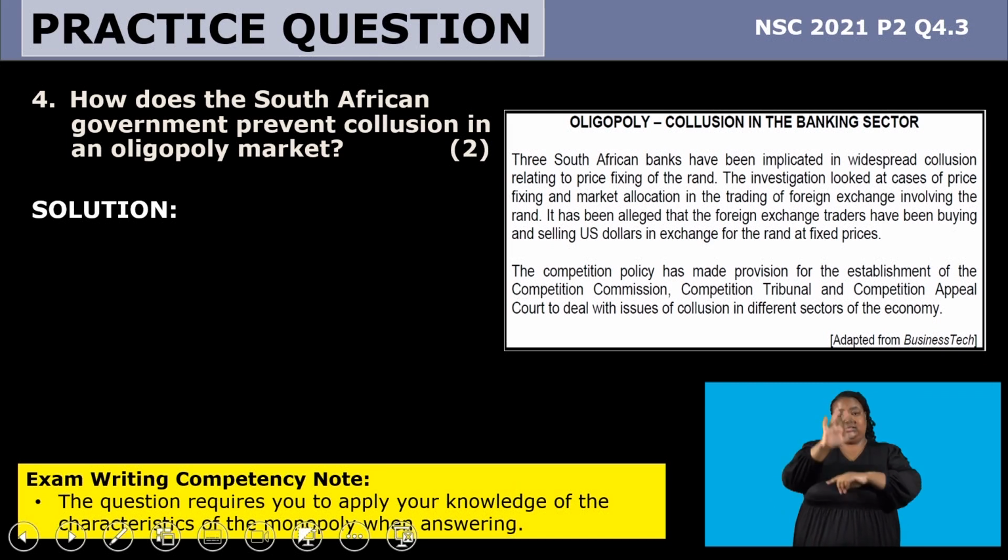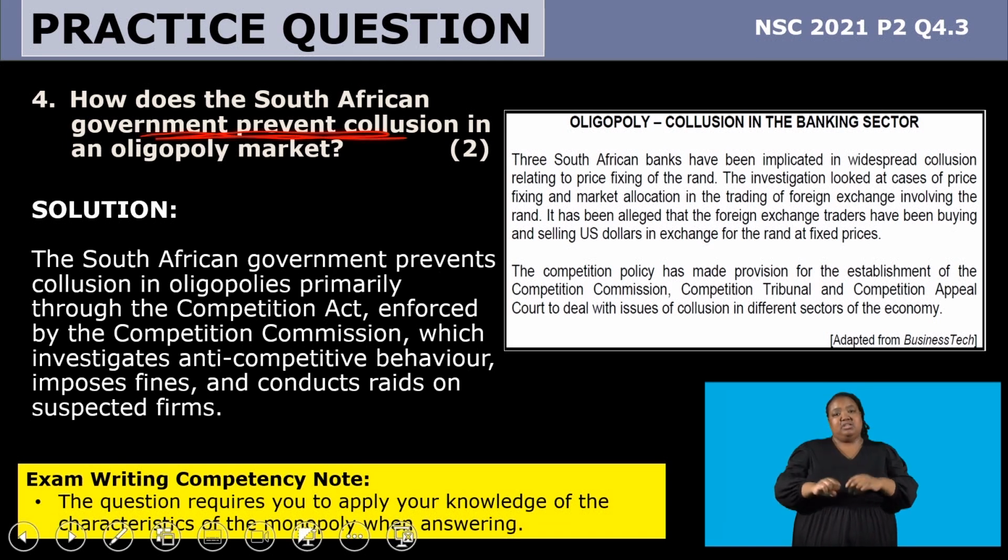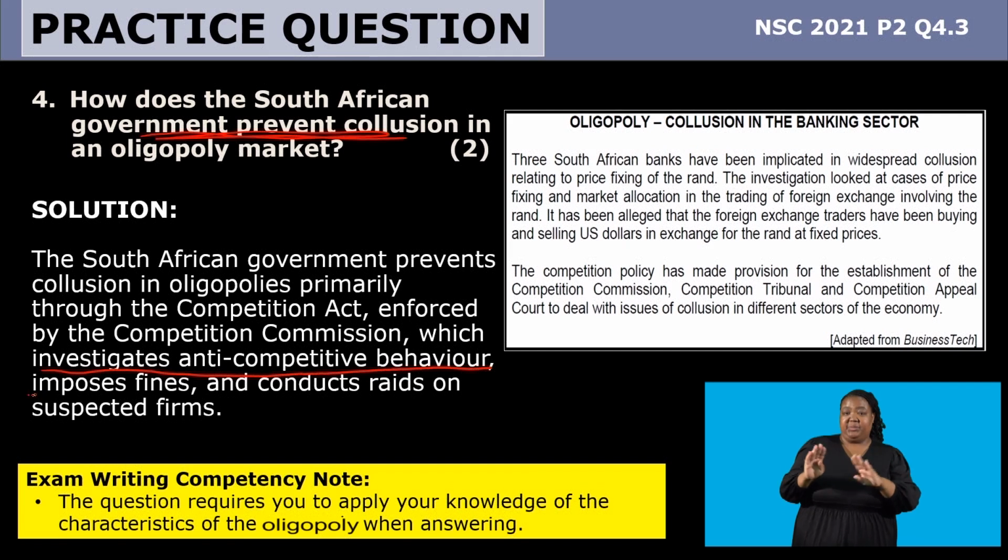How does the South African government prevent collusion in an oligopoly market? So what measures can be taken by the government to prevent such collusive behavior? The South African government prevents collusion in oligopolies primarily through the Competition Act, enforced by the Competition Commission, which investigates anti-competitive behavior, imposes fines, and conducts raids on suspected firms.